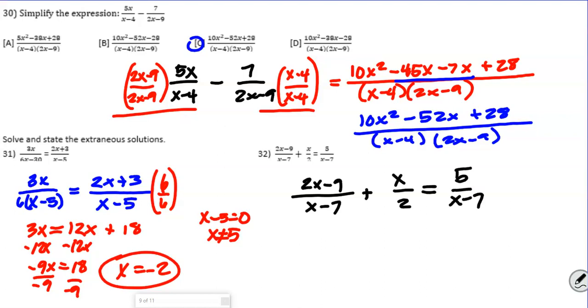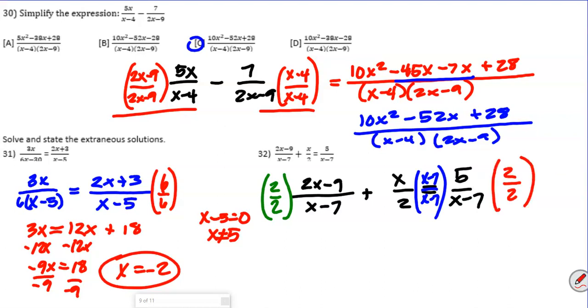So I need to get a common denominator again. So what I notice is the different factors in the denominator are 2 and x minus 7. So I'm going to multiply this one by 2 over 2. I'm going to multiply this one by x minus 7 over x minus 7. And then I'm going to multiply that last one by, again, 2 over 2. Okay? So that's going to give me 4x minus 18 plus x squared minus 7x equals, that's 10, right, y'all?